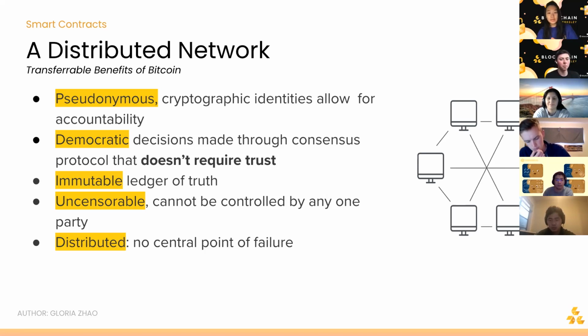2, it's democratic. Decisions are made through a consensus protocol. If you remember, it's proof of work that is being used in Bitcoin. So it doesn't require you to trust anyone on the network, and you just need to trust the math behind the consensus. Thirdly, it's immutable.